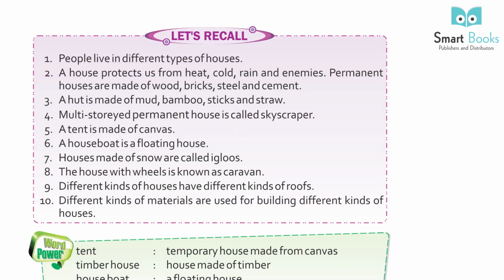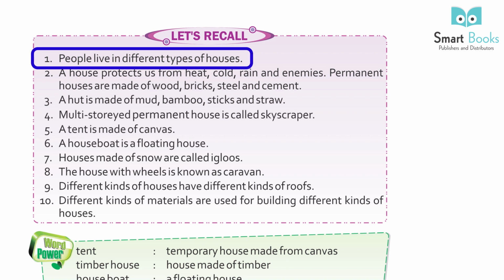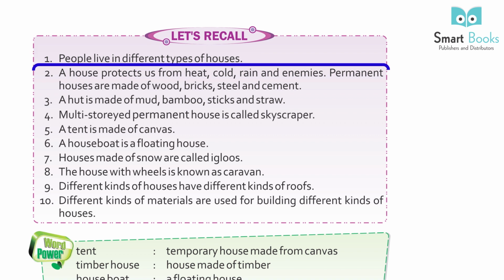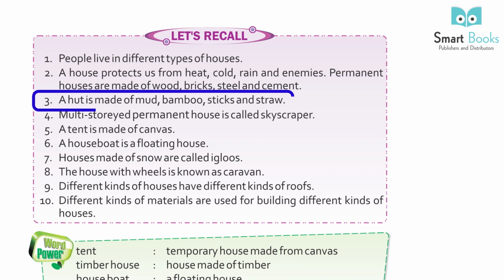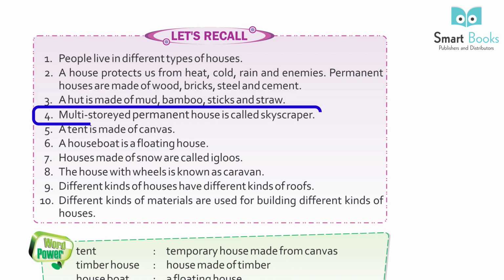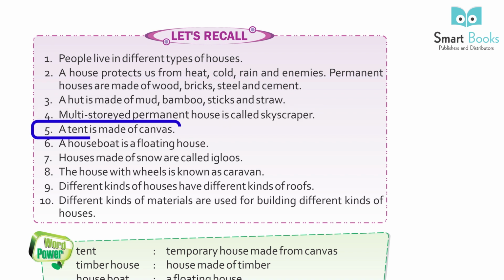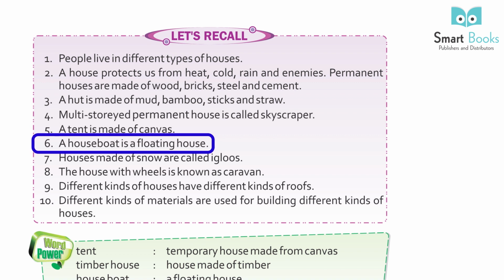Let's recall. 1. People live in different types of houses. 2. A house protects us from heat, cold, rain and enemies. Permanent houses are made of wood, brick, steel and cement. 3. A hut is made of mud, bamboo, sticks and straw. 4. Multi-stored permanent house is called skyscraper. 5. A tent is made of canvas. 6. A houseboat is a floating house.